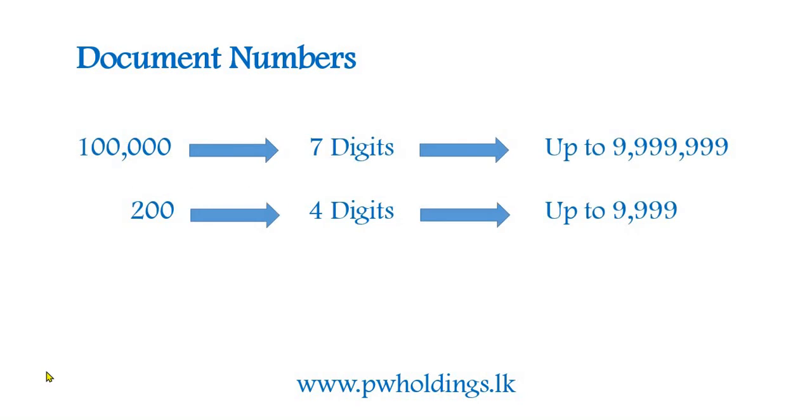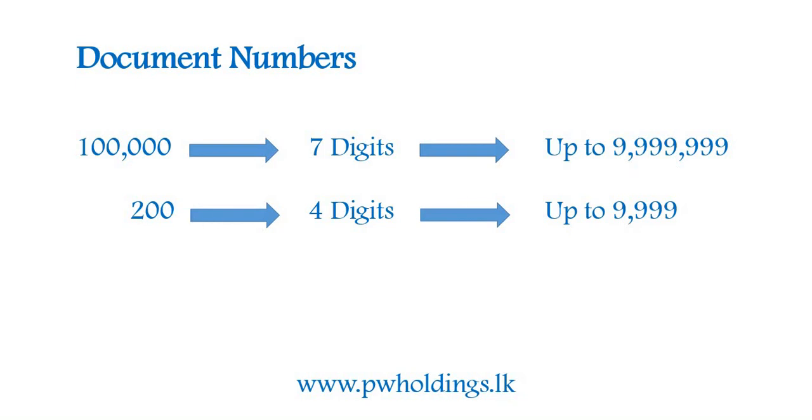When deciding the number of digits of a transaction, you can analyze your previous year's number of transactions of a particular type. If you have more than 100,000 invoice transactions per year, it's better to use 7 digits for invoice numbers. You can enter up to 9,999,999 transactions.